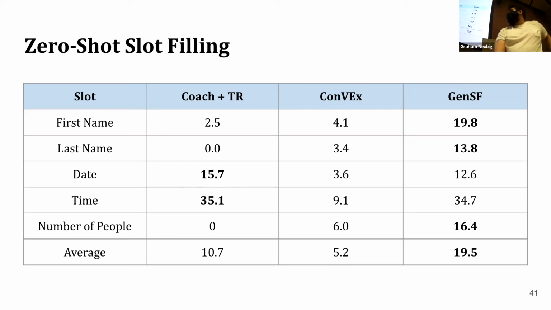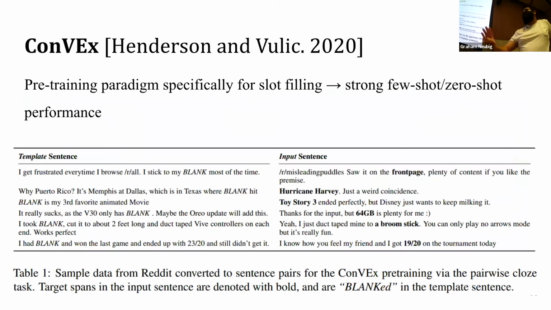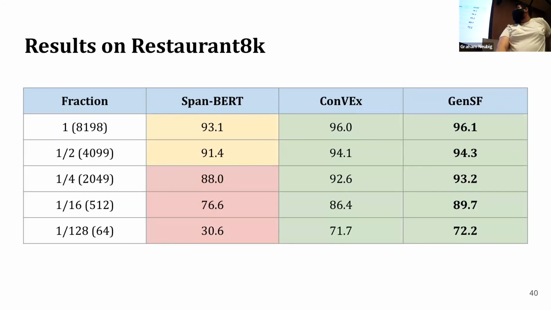Oh yeah, sorry, I think I wasn't particularly clear about this. So Convex pre-trained on this data set, but then they evaluated on the Restaurants-8K data set. And that's also what all these results are evaluated on, the Restaurants-8K data set.